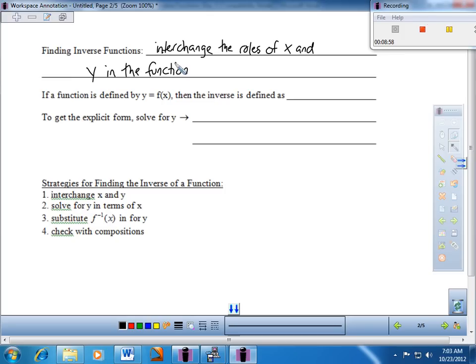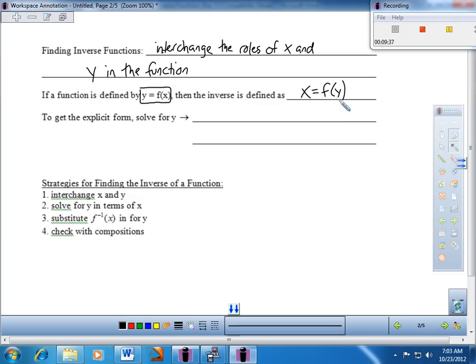So let's see what I have on your paper. It should say something like, if a function is defined by y equals f of x, and so let's go ahead and play that right here. And again, this is just really a notation piece. So if a function is defined by y equals f of x, then the inverse is defined by switching the roles of x and y. So this would basically be your inverse. So x equals f of y.